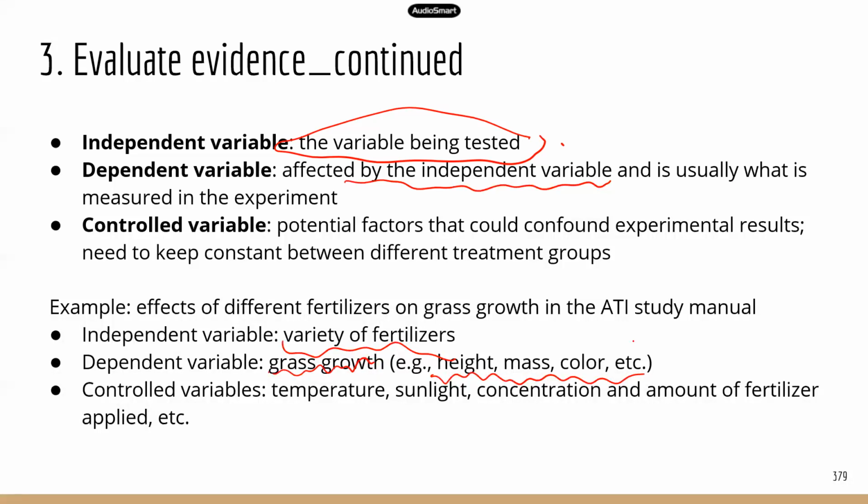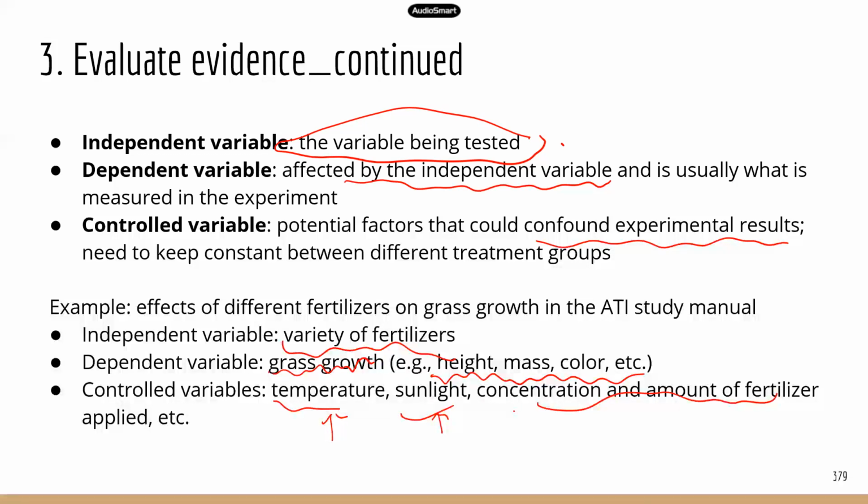So controlled variables are potential factors that could confound experimental results. And that's why you have to keep them constant between different groups. In this case, we have factors such as temperature, sunlight, concentration, and amount of fertilizers that can all confound the experimental results. So we need to put all the treatments at the same temperature, and they receive the same amount of sunlight.